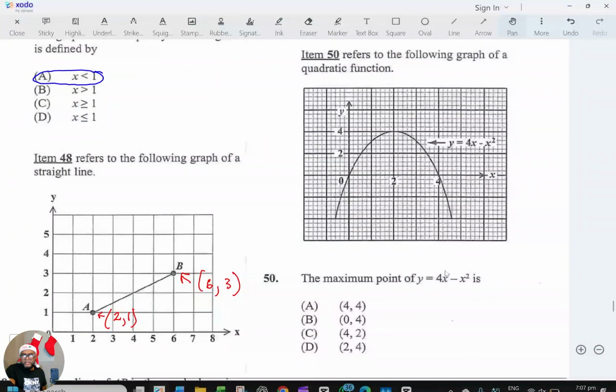They said the maximum point for this curve, which is actually the point at the top of the mountain. What are the coordinates of this maximum point here? 2, 4. Thank you. 2, 4. Right? Which is D.